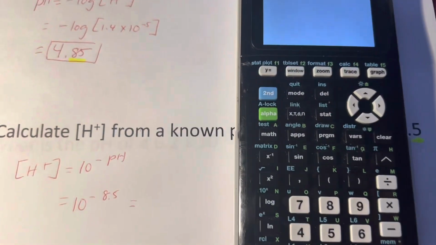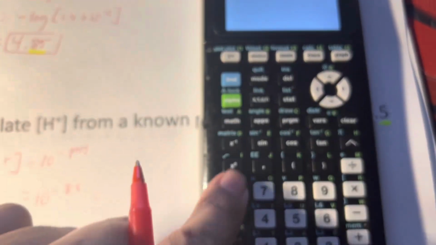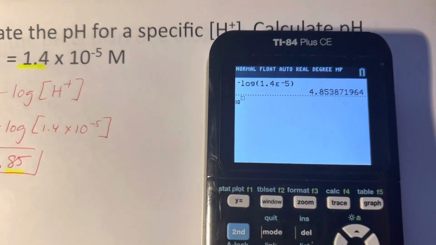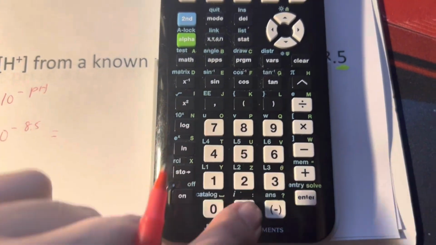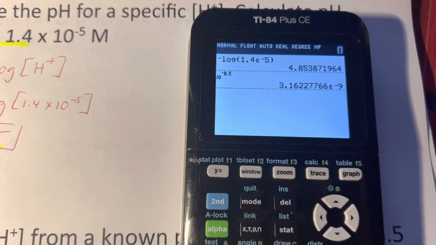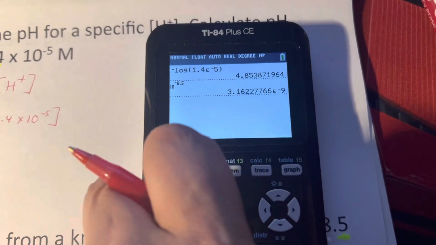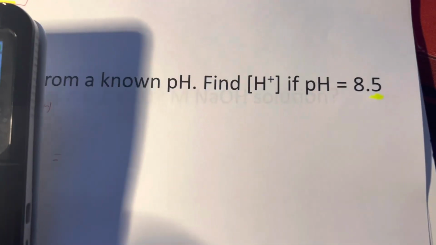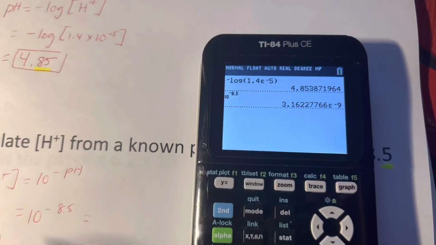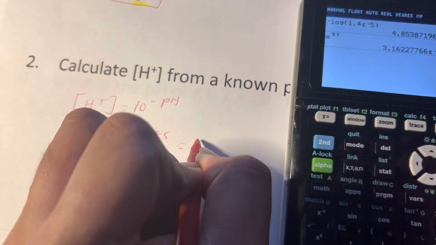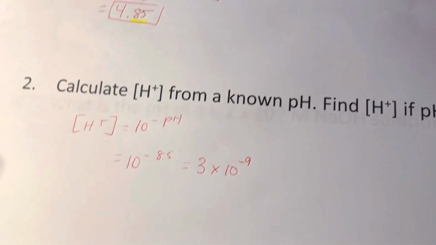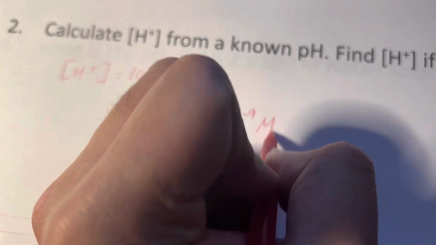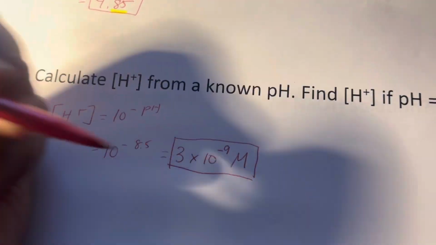Find it on your calculator, usually by the log button, second, that button there. I have this cursor right here, and I'm going to put negative 8.5. I got 3.16 blah, blah, blah, times 10 to the negative 9. Remember, I have one sig fig, so how to make it only one sig fig? My coefficient will only have one sig fig, so 3 times 10 to the negative 9. And this is a concentration, which is what I want to find, so my unit is capital M for molarity. Box it in.